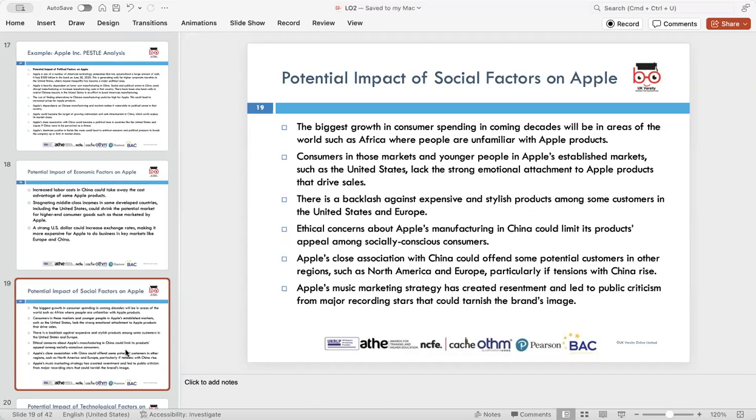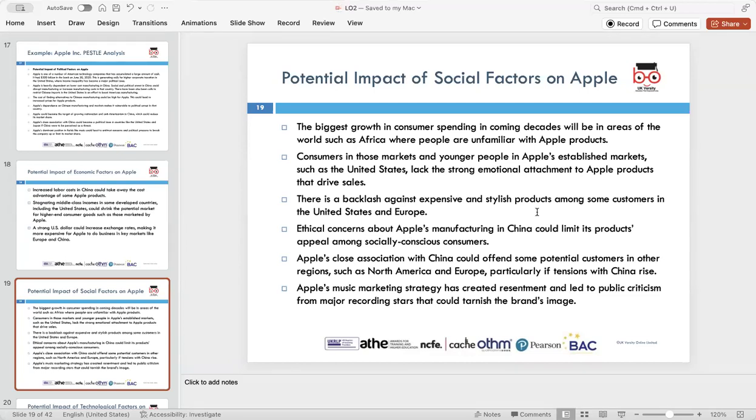Potential impact of social factors and Apple. An area of the world, such as Africa, where people are not familiar with Apple products, will have the greatest increase in consumer spending in the next decades. There is a lack of a strong emotional tie to Apple products among consumers in those markets, particularly younger people in Apple's established market like the United States. The lack of attachment is which drives sales.